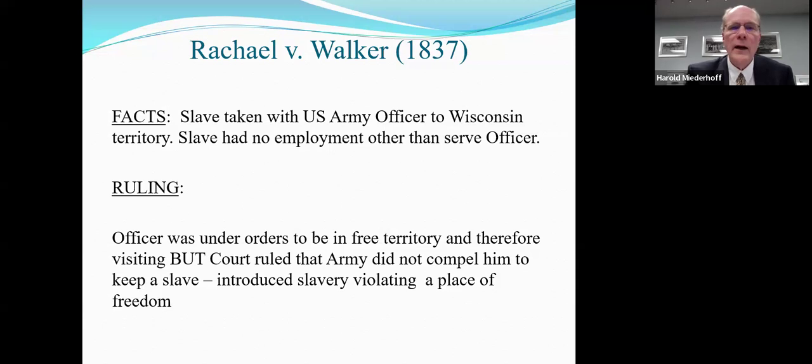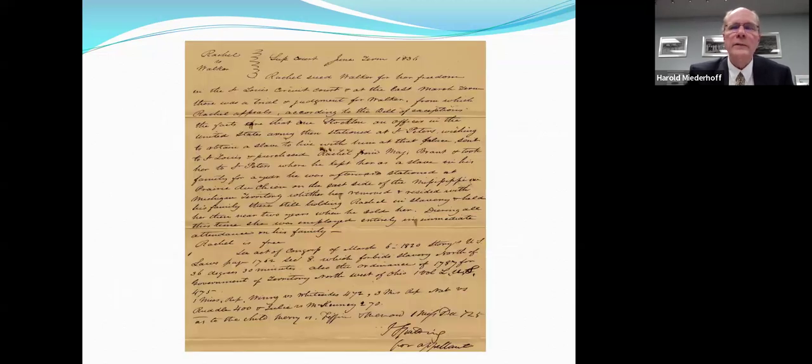And some of these documents are available. This is a copy of the petition in the Rachel versus Walker case. The Secretary of State's office has some of these documents that you can access digitally, and Washington University has a freedom lawsuit archive as well. So sometimes it's hard to read the writing, but it's kind of neat to know that these cases actually survived, their documents did.